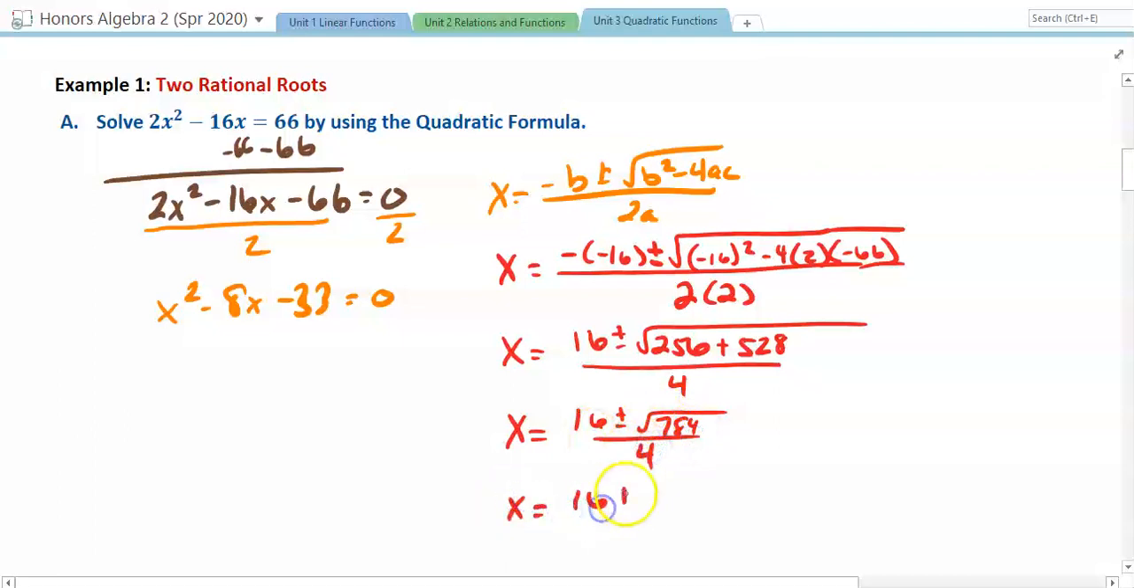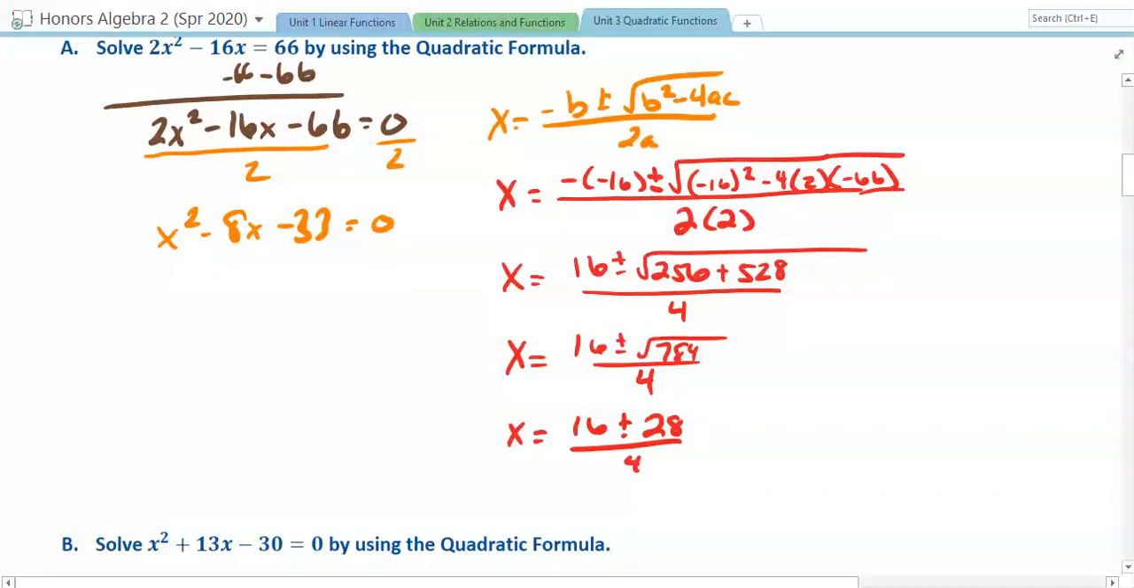Now, if you know your perfect squares this high, you're going to recognize that 784 is a perfect square. And that perfect square is 28. All divided by 4. And so, as we talked about previously, when we have this plus or minus, I'm going to get two separate solutions. And so 16 plus 28 is 44 over the 4. Or I'm going to get the 16 minus the 28, and that's going to give me negative 12 over 4. And so my two solutions are 11 or negative 3.